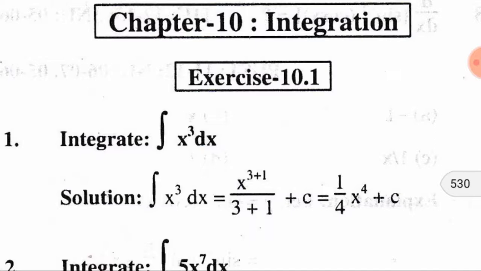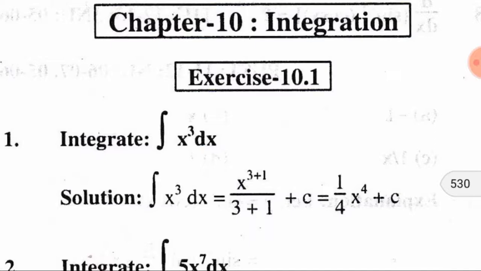If we observe that, we'll find that it is similar to the standard integral, integration of x to the power n with respect to x, where n not equals minus 1, and the integral of it is x to the power n plus 1 whole divided by n plus 1 plus c, where c is the integral constant.